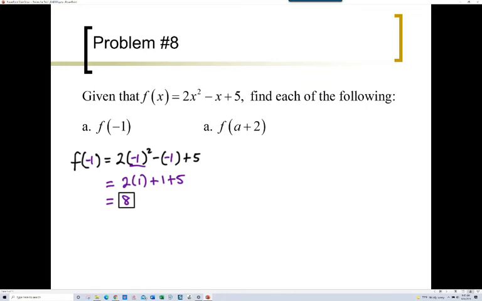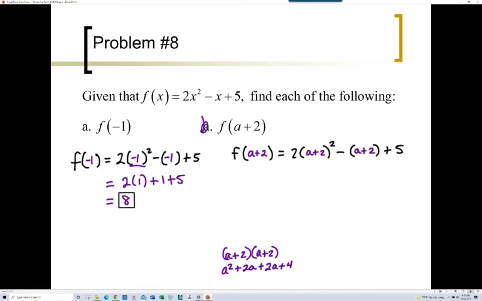So I have two A's here. This should be B. On the second one here, set up a skeleton or a shell. And this time you're replacing your x's with a plus 2's. So this one's going to take a little bit of algebra to get simplified. The first thing we're going to need to do is square the a plus 2. So let's do that down below. When you FOIL this out, you end up with a squared plus 4a plus 4. So we end up with 2 times a squared plus 4a plus 4.